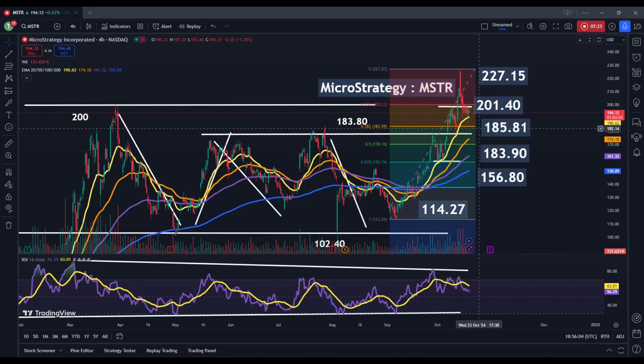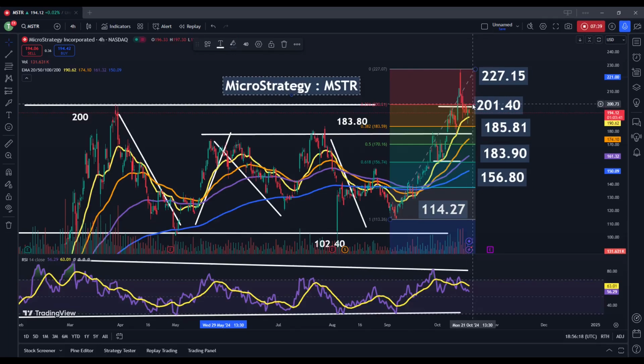So at the moment, I would be waiting for, at the very least, a test of roughly 183.60 to 80. And then we really do need to see what happens there, because that's going to be a major inflection point. And it will determine whether or not the stock is going to bounce to new all-time highs here, or if we're going to see a deeper retracement lower. So here's the current market update from MicroStrategy, stock ticker MSTR.